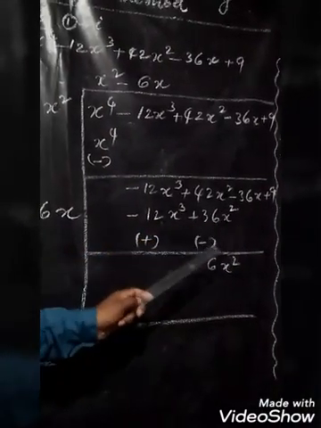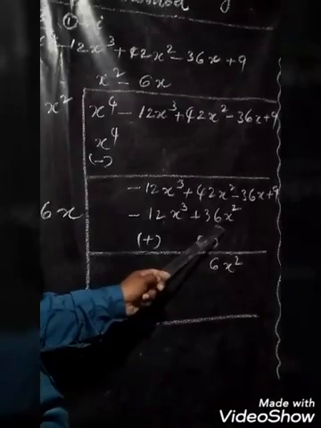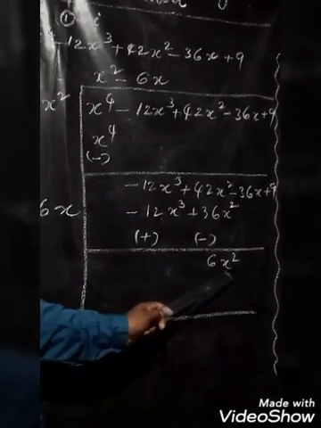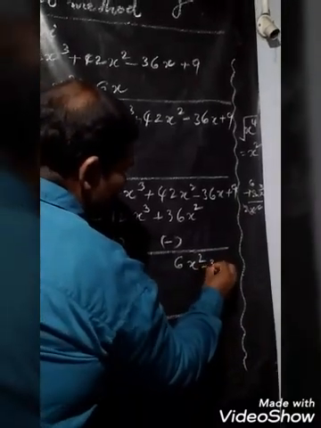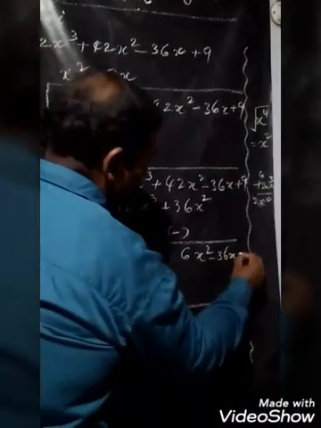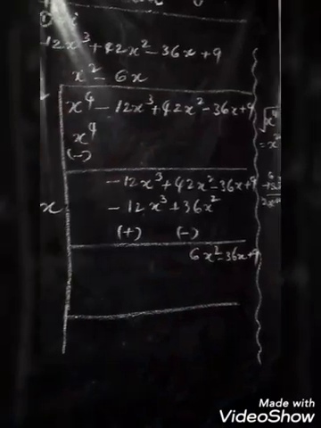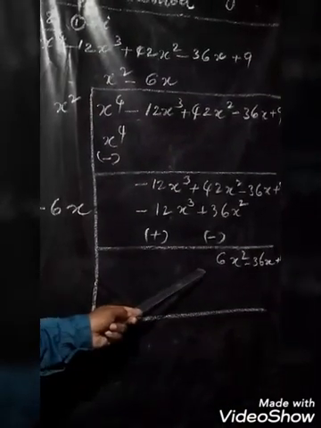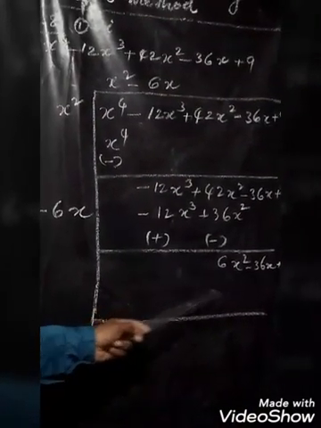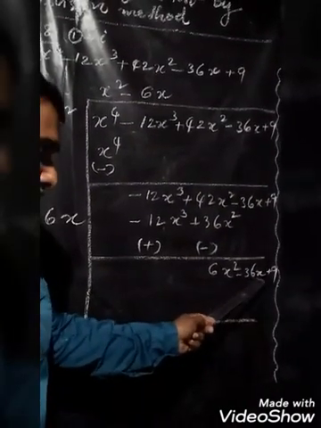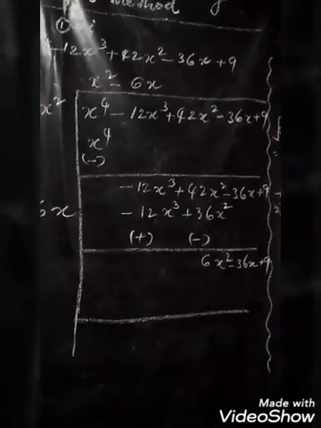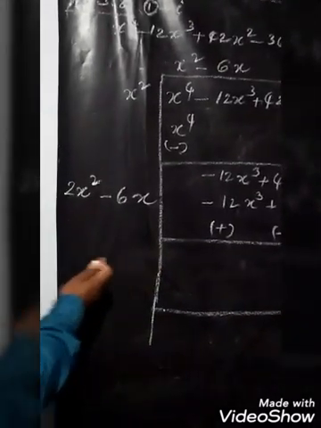42x square minus 36x square, you will get 6x square. So the remaining two terms you have to write here, minus 36x plus 9. Okay. Now the third stage of division starts here. 6x square plus minus 36x plus 9. So here we have to write three terms.